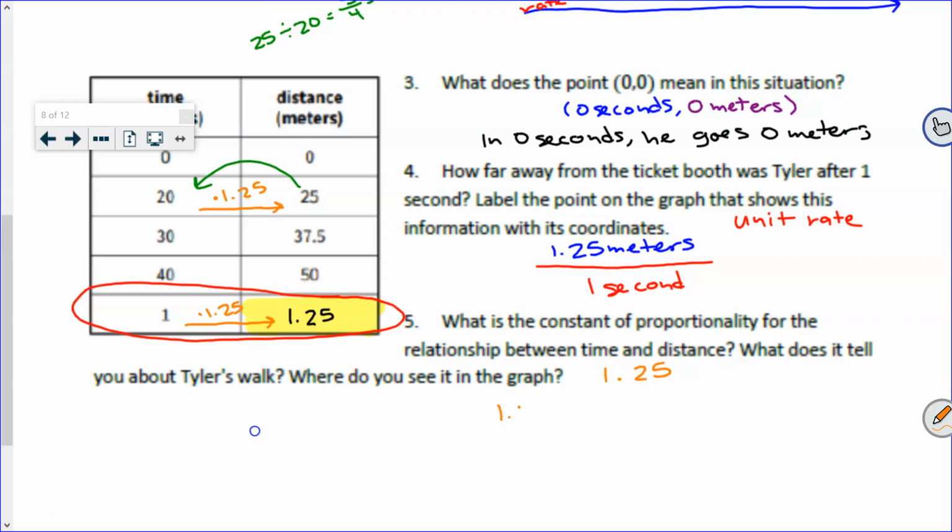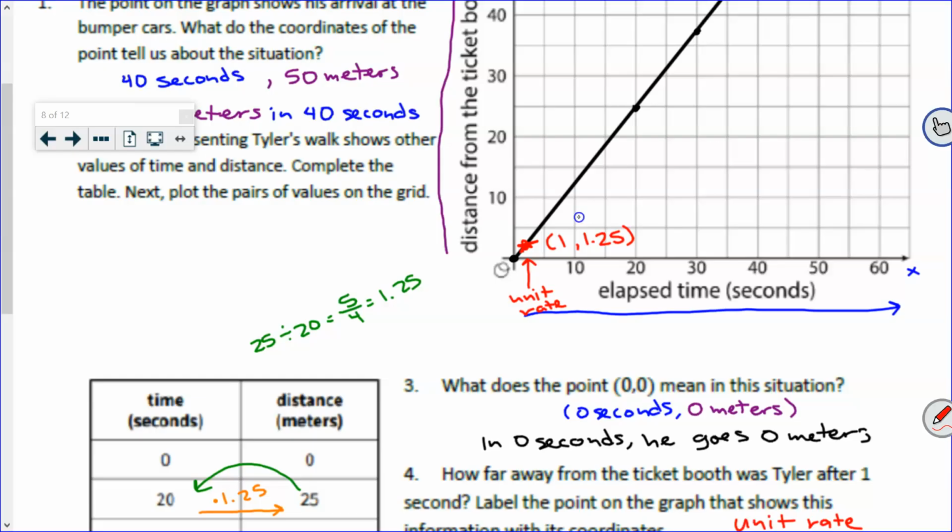Every single second he's moving another 1.25 meters. You know what you just described to me? The unit rate. Because isn't that exactly what we set up here too? And have you heard me say before that the unit rate and the constant proportionality are the same? So we're not surprised, right? That when we ask here for the unit rate and we ask here for the constant proportionality, we're getting the exact same information.